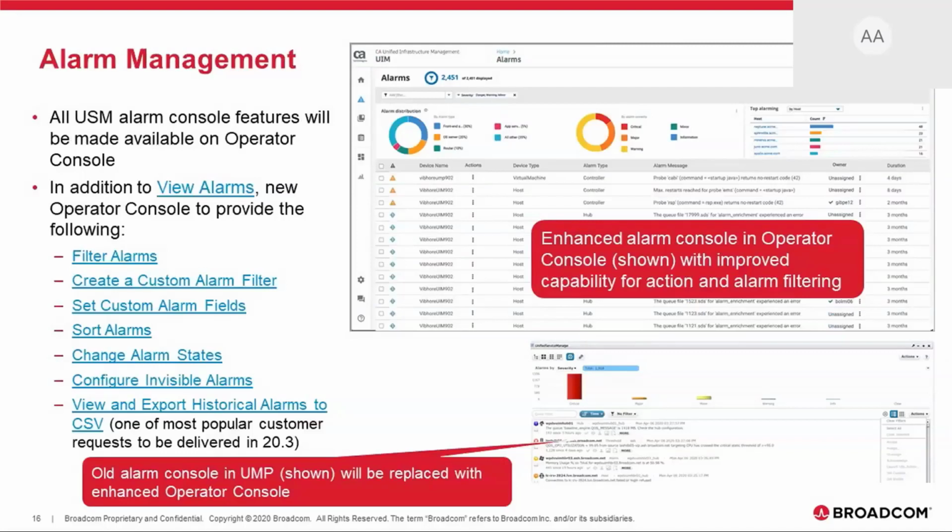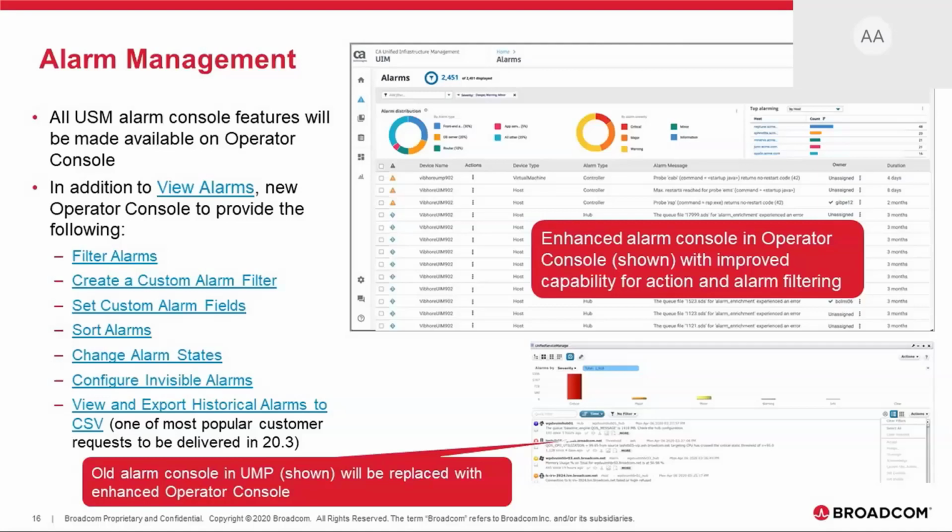Another functionality which we plan to enhance, to bridge the gap between what's available on USM versus on Operator Console, is alarm management. As you see from the screenshot below, that's the alarm console which is available on USM today. It has a bunch of functionalities which customers have been using in terms of filtering of alarms, sorting, taking actions, applying custom attributes, mapping those custom attributes, and viewing historical alarms. So we plan to enhance the alarm management console available on Operator Console today to bridge that functionality.